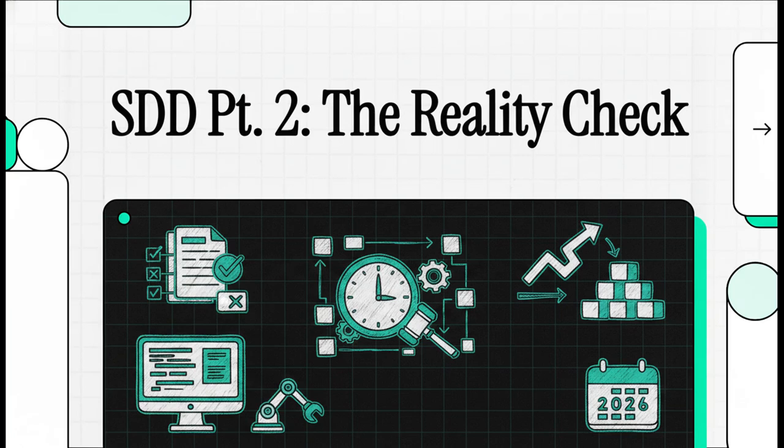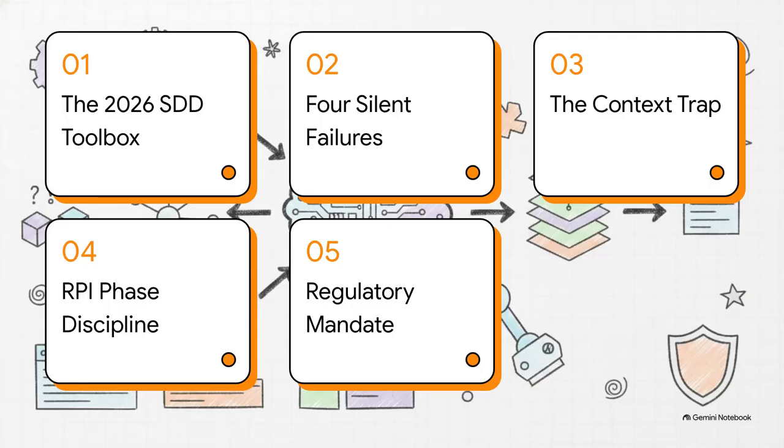Welcome to This Explainer. Today, we're going to take a collective deep breath, step right past the immense hype surrounding AI coding agents, and take a really calm, professional look at the realities of spec-driven development, or SDD. We're going to examine the tools, the highly predictable failures we're seeing, and the rigorous discipline that's now legally and operationally required in 2026. Here's our roadmap for today.